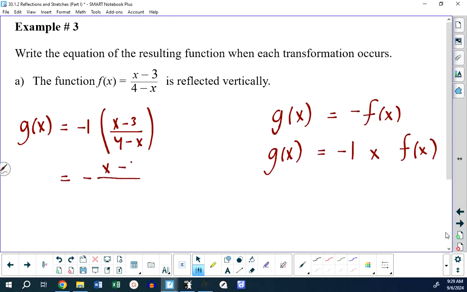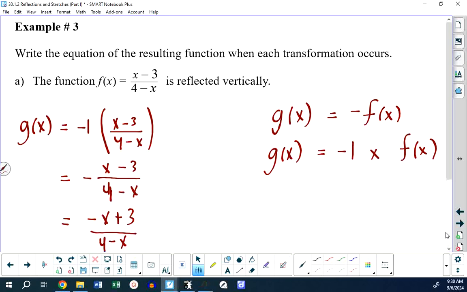Is this correct? Sure. Don't do that though. Take that negative and multiply it through on the top. Okay? So if I do that, I'm getting negative x plus 3 over 4 minus x. That's the equation of the reflected function.